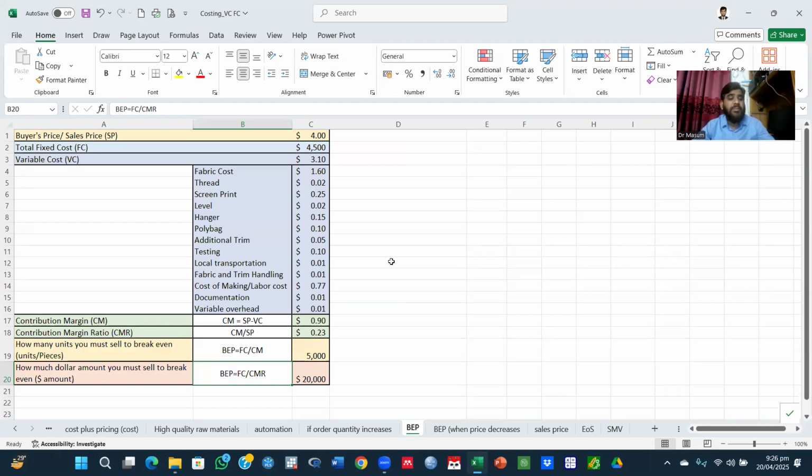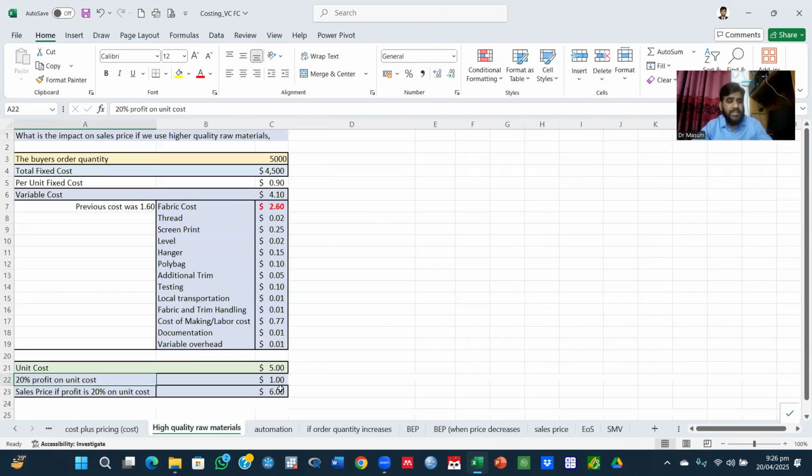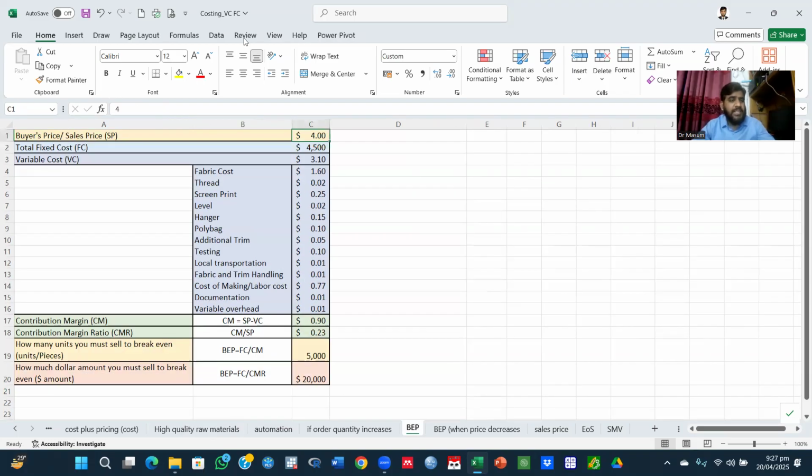How to calculate break-even point? Calculating break-even point requires three important pieces of information. One is sales price. Previously we have calculated sales price, so to calculate break-even point, you need this sales price first. Sales price here is $4, your total fixed cost is $4,500, and your variable cost is $3.1.